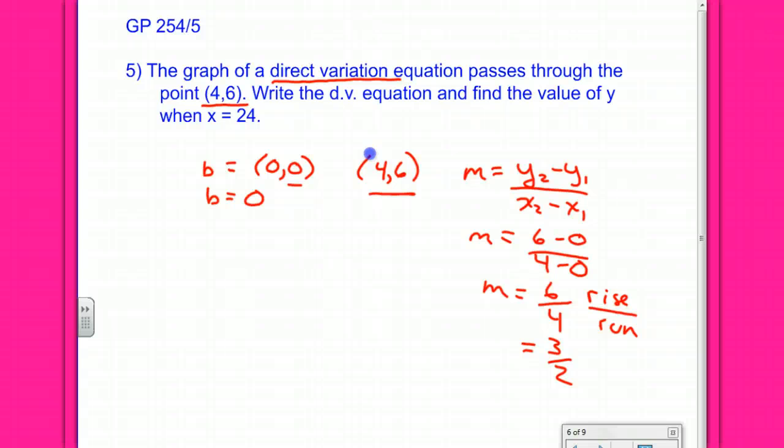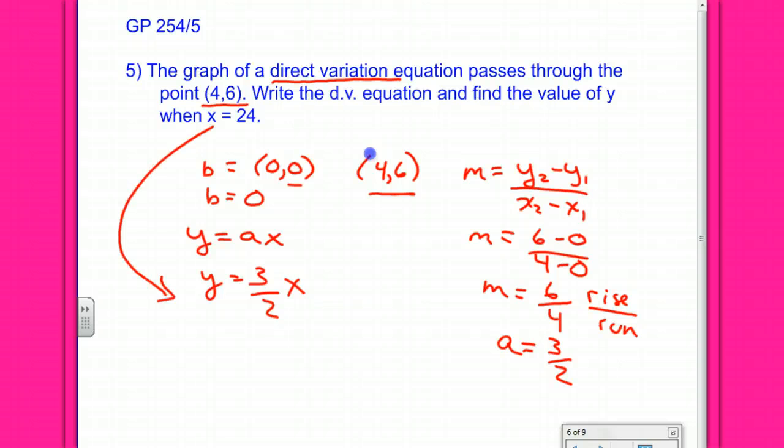Okay? So we know the model for direct variation is y equals ax, and we know the slope, or we can call that a, can't we? So y equals 3 halves x. Now, the second question was, what if x equals 24? Right? What is the value of y?